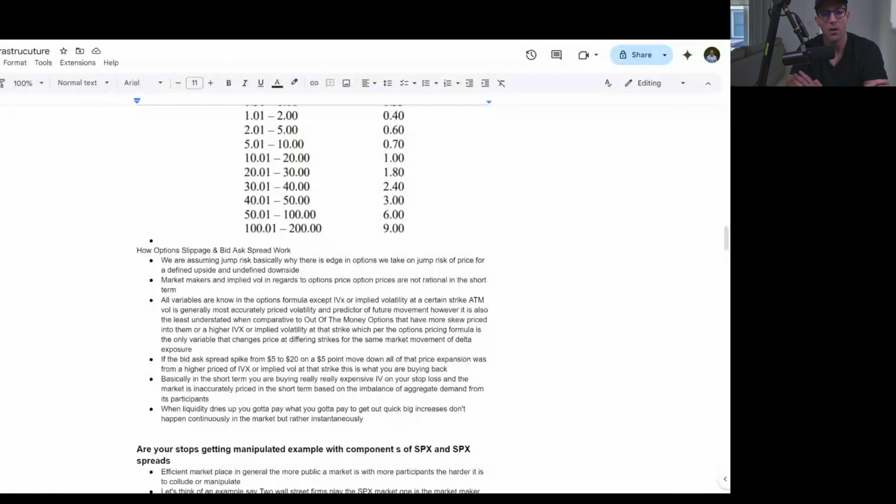So if volatility were to drastically spike out of nowhere, this means that the implied volatility at the strike you're trying to shop may have gone from 20% to 80%. The bid-ask went from $2 to $12. So basically you're buying extremely overpriced volatility. And this is again why options have edge.